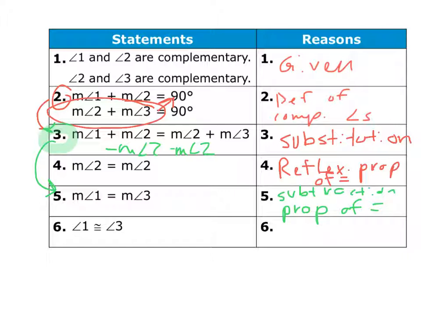Now in step 6, we have the angle 1 is congruent to angle 3. Definition of congruent angles. Because if this states that the two angles are equal, then we know that they're congruent. And we know that they're congruent because of the definition of congruent angles.